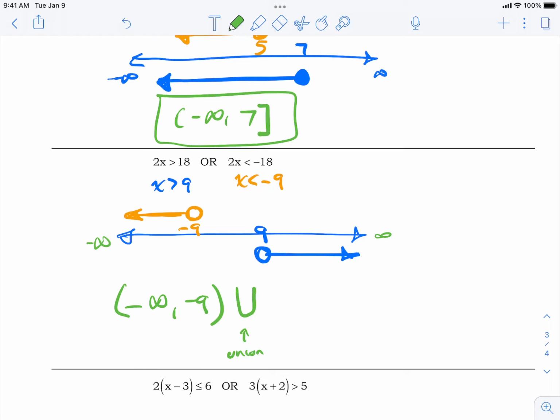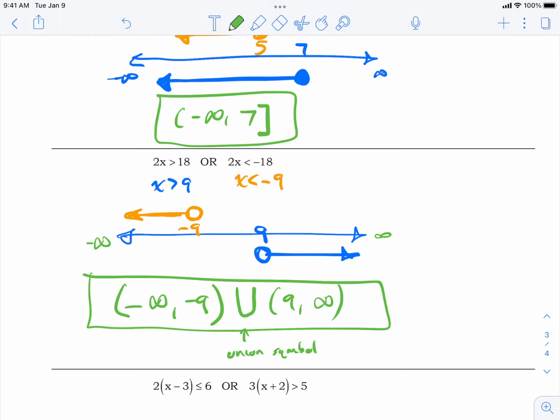It's not quite a U. It's glue, though. It's a union symbol. It says glue these two things together. So I'm trying to make it look like a nice union symbol. It's almost like a horseshoe or something. But anyway, union symbol. So you just use a union symbol as glue. And then you say, okay, and then on the other side, go from 9 to positive infinity. So that's how you write a two-part solution. Using that union symbol is the trick.